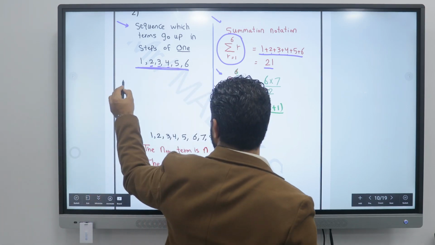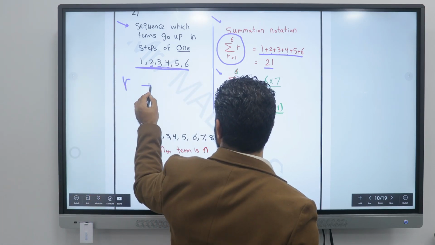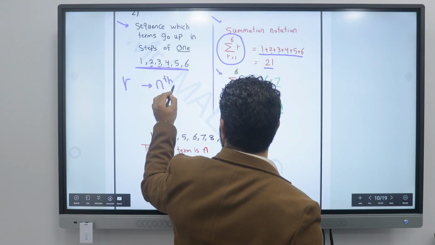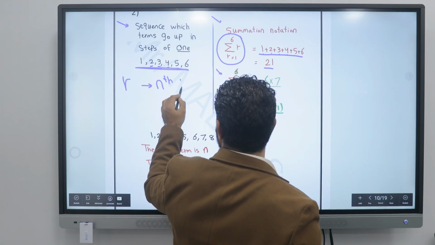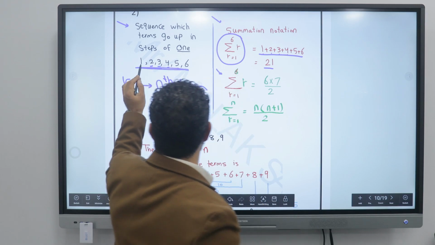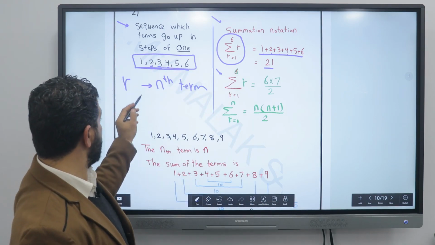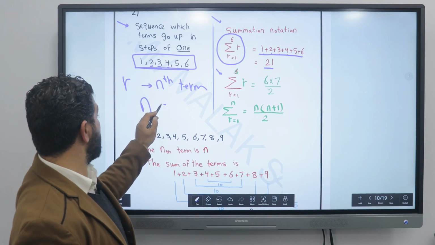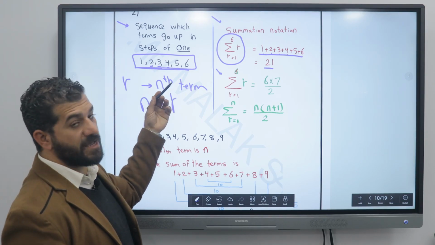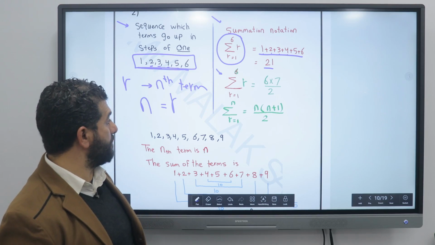R is like the nth term. What is the nth term of this sequence? The nth term of this sequence is n, or we can write it R. So we call it the nth term or the rth term.